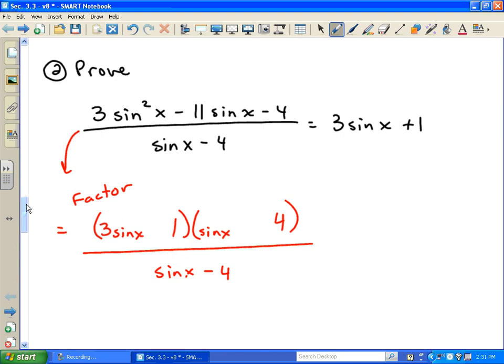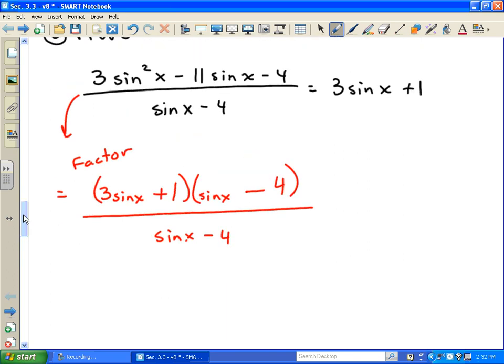Now I need to take care of my signs. The middle term needs to eventually be negative 11 sine of x. Well, if I put my negative with the 4, I can see if I multiply the outer two terms, 3 sine of x times negative 4, that would give me negative 12 sine of x. And then if I add here, that would be plus 1, and that would give me the negative 11 sine of x I have in the middle. So that's the proper factorization for 3 sine squared x minus 11 sine x minus 4.